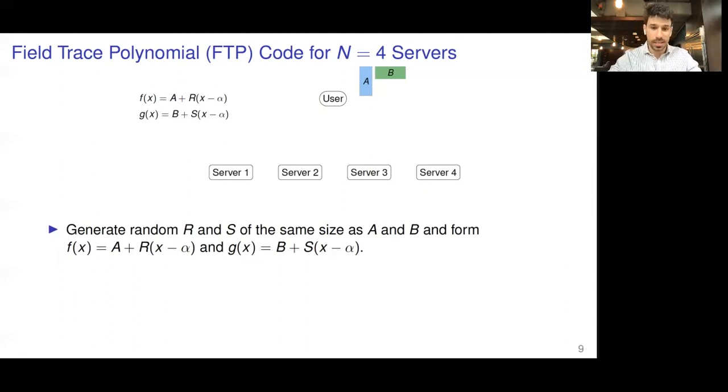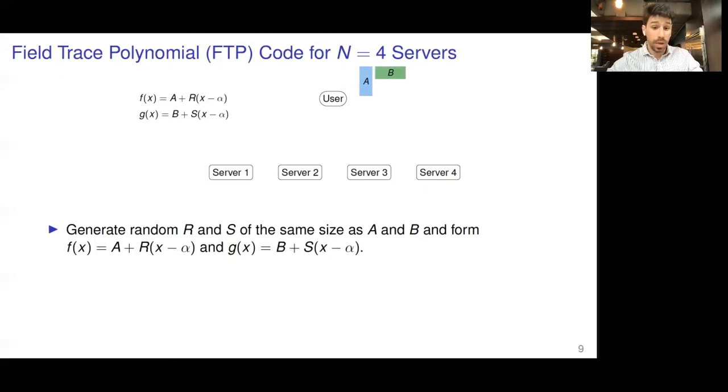So let's explore this example with 4 servers. Similarly to the last example with 3 servers, the user has 2 matrices, A and B, and wants to compute the multiplication AB, now using the help of 4 servers instead of 3. In the first step, the user generates a random matrix R, the same size as matrix A, and then generates a matrix S, the same size as matrix B, and builds the polynomial F and the polynomial G.